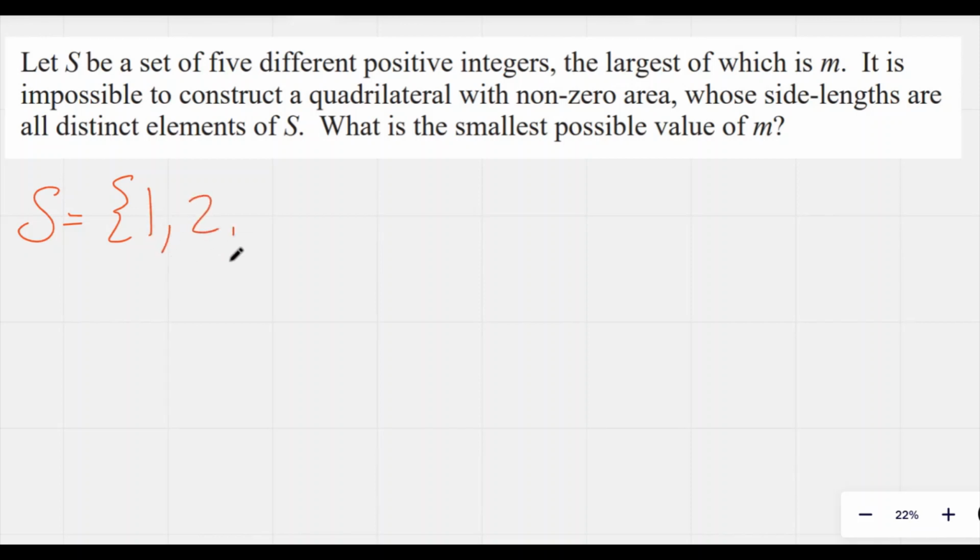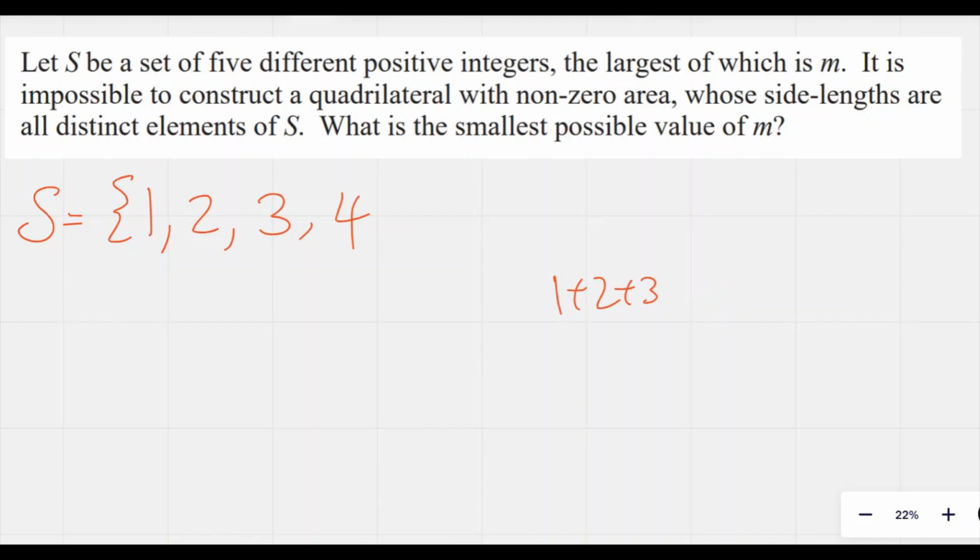So we'll go 1, 2, and 3. And now we could try and put 4 in, but then all of a sudden we break this property that we want it to not be able to construct a quadrilateral. And from our quadrilateral inequality, we can definitely construct a quadrilateral with side lengths 1, 2, 3, and 4, because 1 plus 2 plus 3 is definitely bigger than 4.